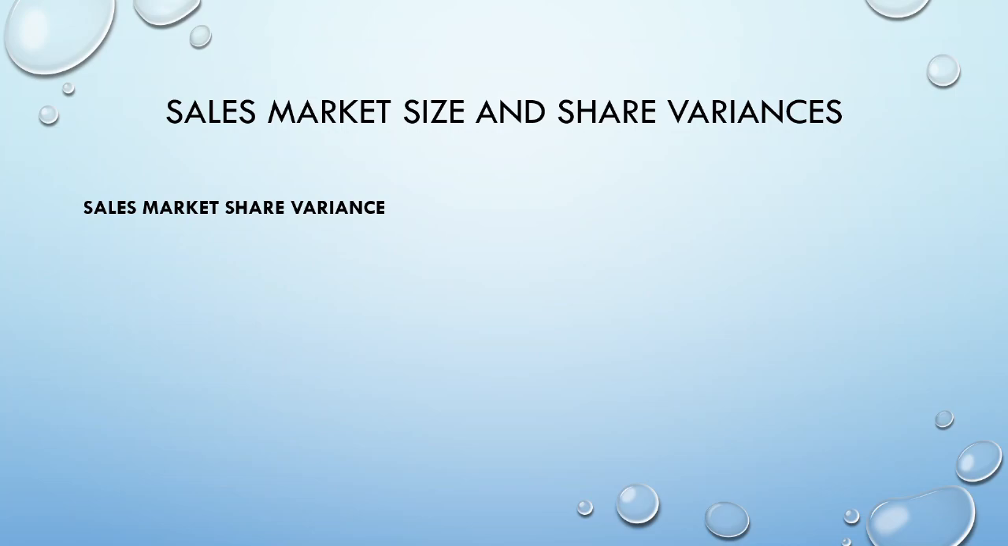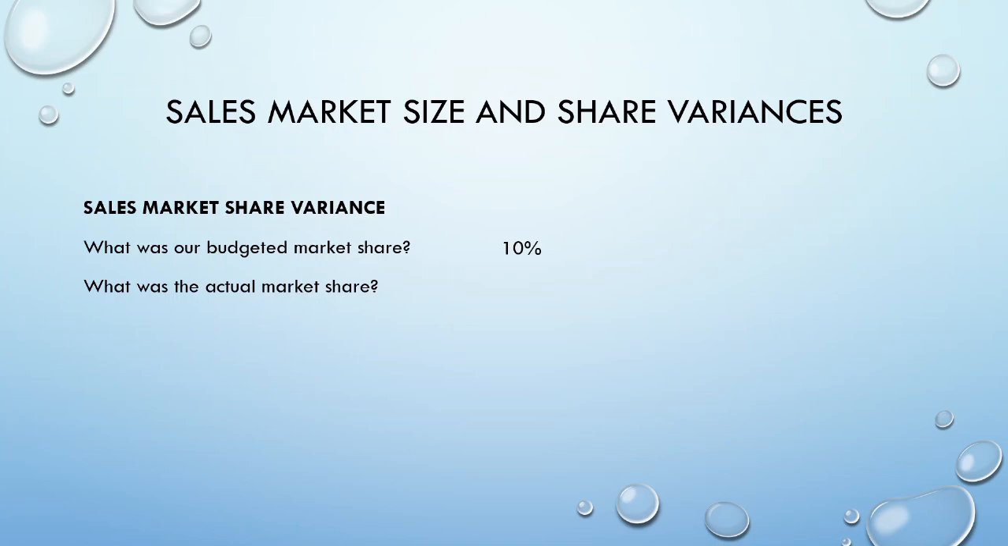Now let's calculate our market share variance. This variance considers how our sales quantity changes because of a change in our share of the market. So we are considering the change from the budgeted market share percentage to the actual market share percentage. From the scenario, our budgeted market share was given to us at 10%. Our actual market share wasn't given to us, so we will need to calculate it.